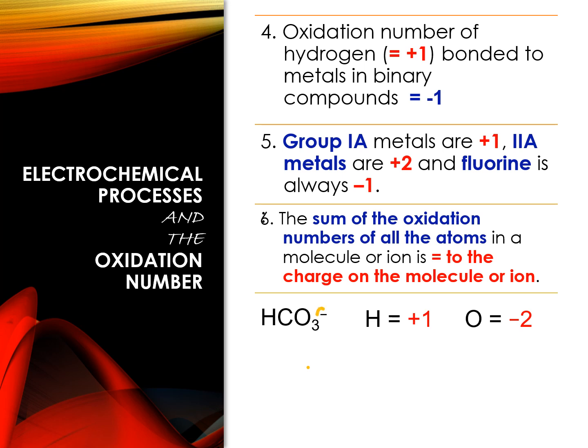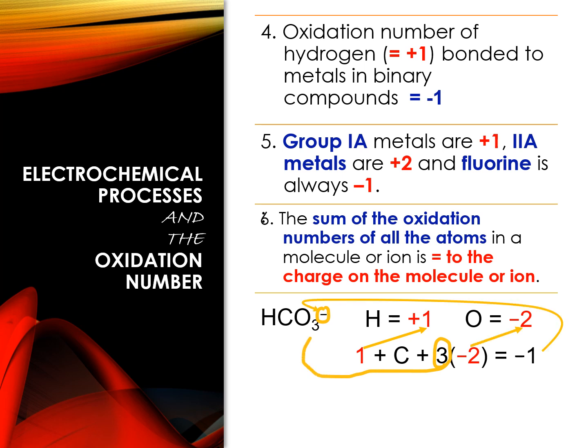Our equation now is 1 plus C plus 3 times negative 2 equals negative 1. And simplifying, the equation becomes 1 plus C minus 6 equals negative 1. Now, if we transpose the numerical values to the right side of the equation, the resulting equation is C equals negative 1 plus 6 minus 1 and equals positive 4. Take note that the oxidation state of carbon can vary widely from negative 4 to positive 4, so knowing rule number 6 can be helpful in similar cases.